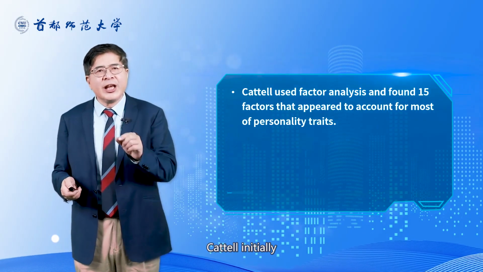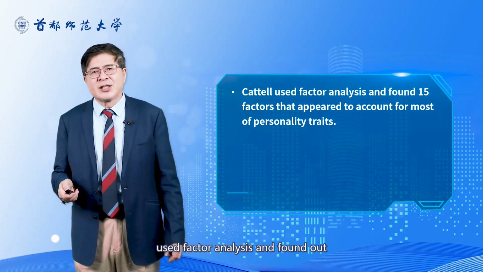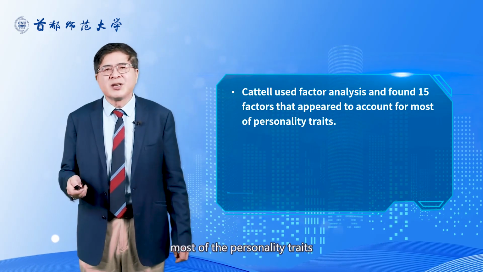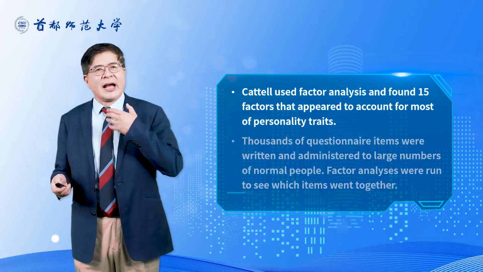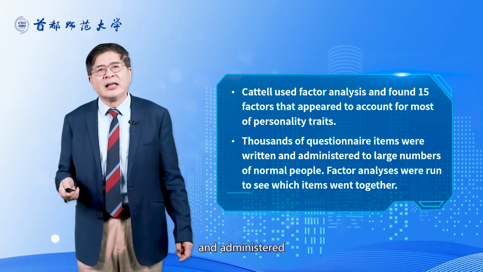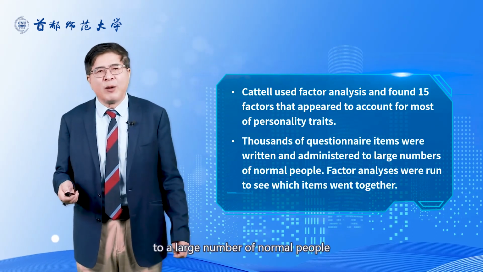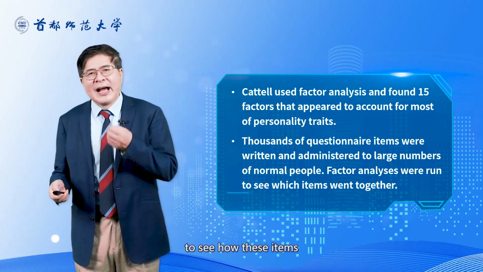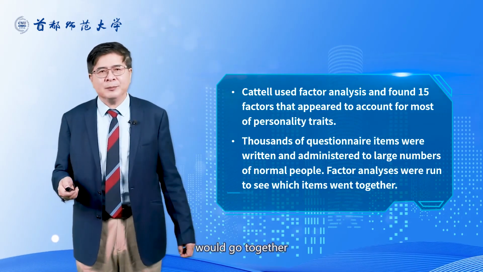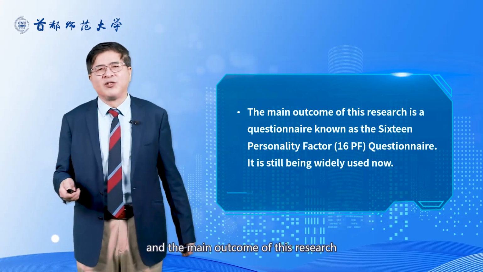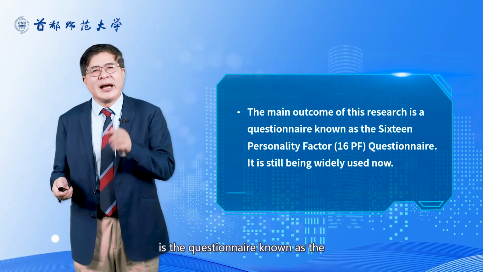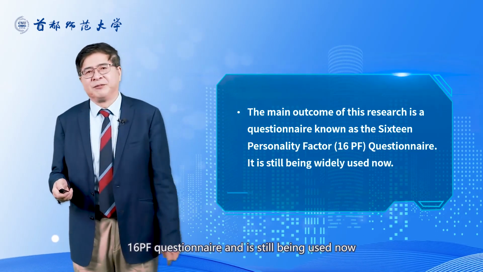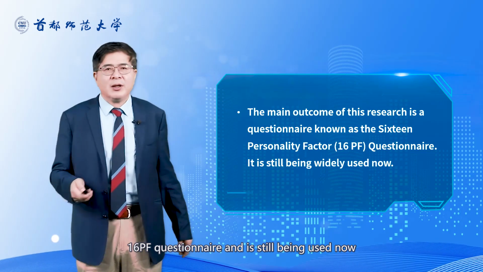Cattell initially used factor analysis and found 15 factors that appear to account for most of the personality traits. Thousands of questionnaires were written and administered to a large number of normal people, and a subsequent factor analysis was run to see how these items would go together. The main outcome of this research is the questionnaire known as the 16 Personality Factor, or 16 PF questionnaire, and it is still being used now.